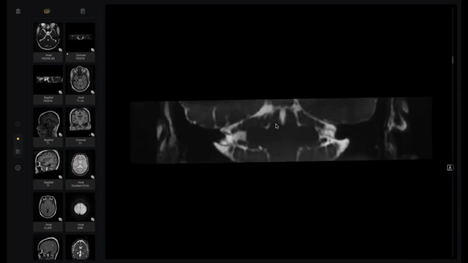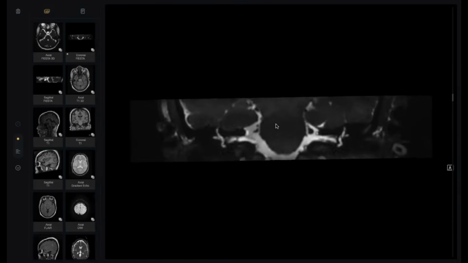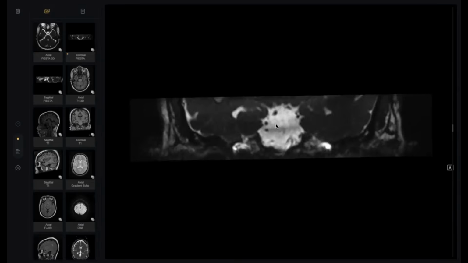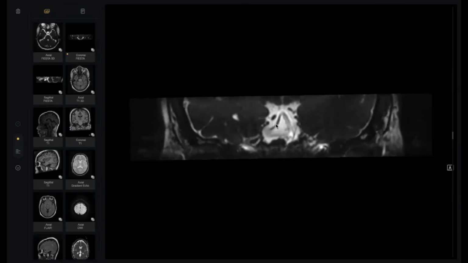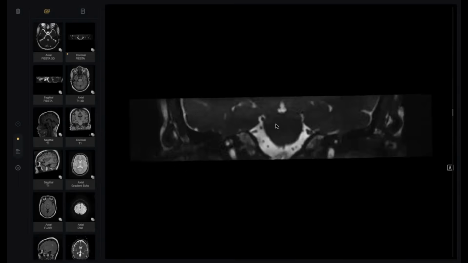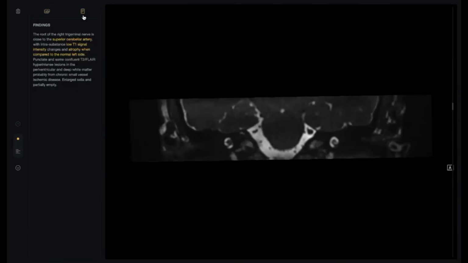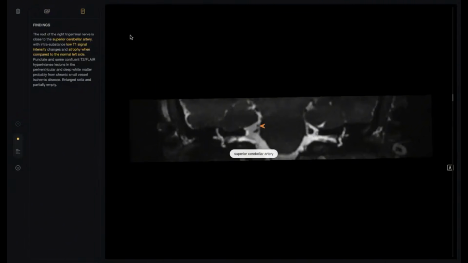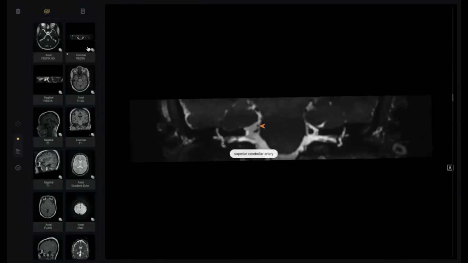My next step, I would like to have a look at the other sequences again to exclude any major abnormality or any lesion. If everything was normal and this was the only finding, I will confer this finding to the ENT. Thank you, doctor. I think this is not the ICA. I think this is the superior cerebellar artery. Okay. Thank you so much.